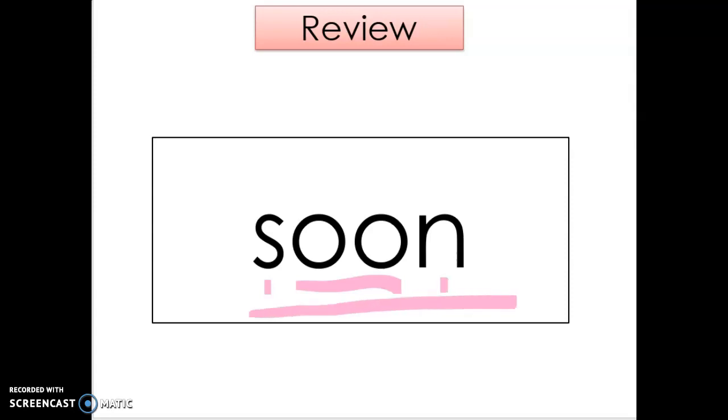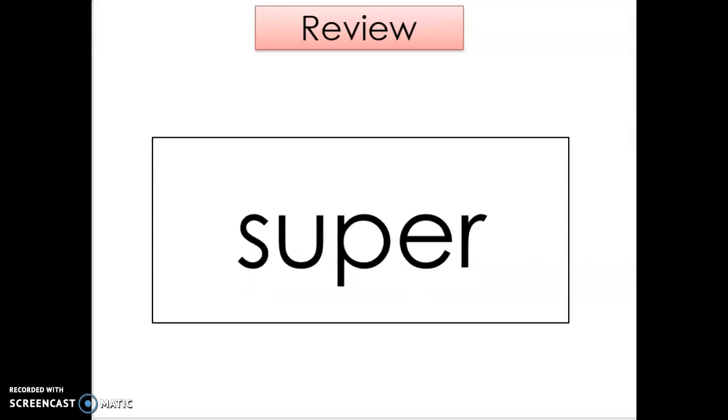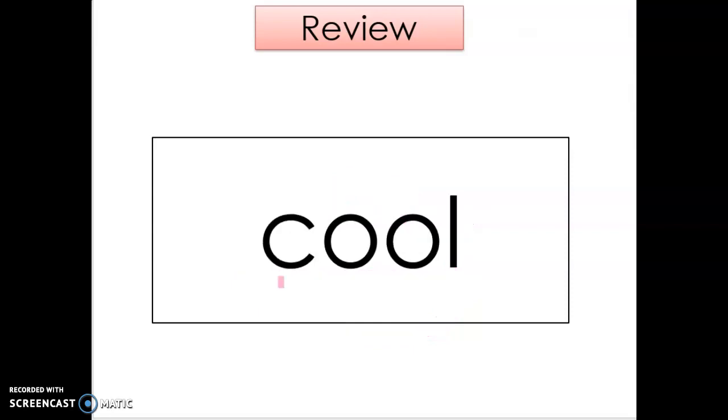Say, the word is soon. Think. Say, the word is tools. Think. Say, the word is super. U blank E is also a spelling for our oo spoon card. This word is super. What's the word? Next word, think.